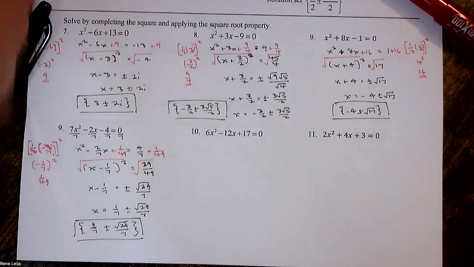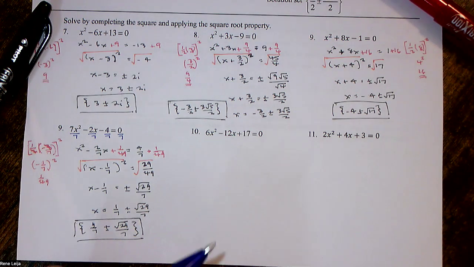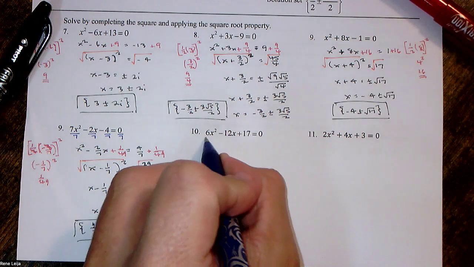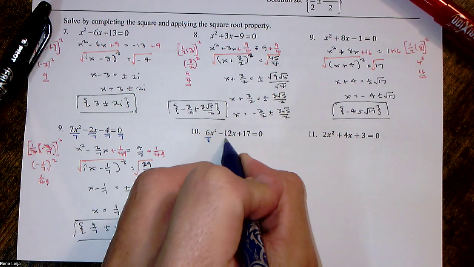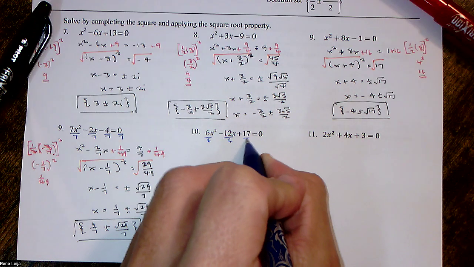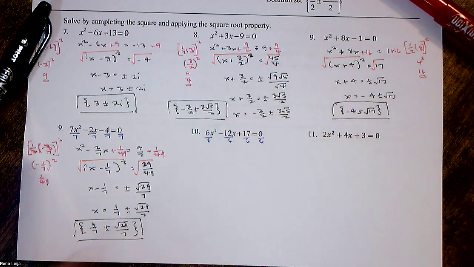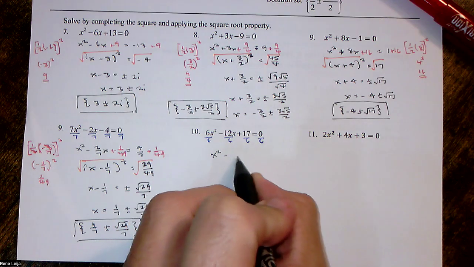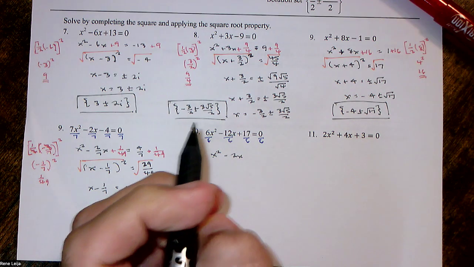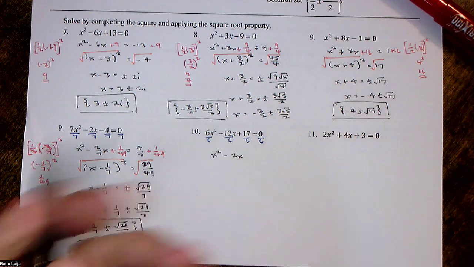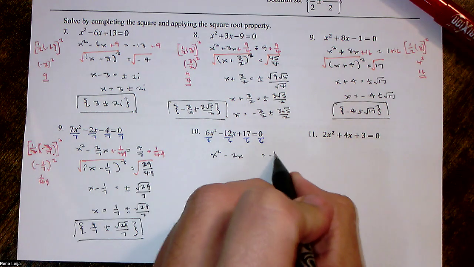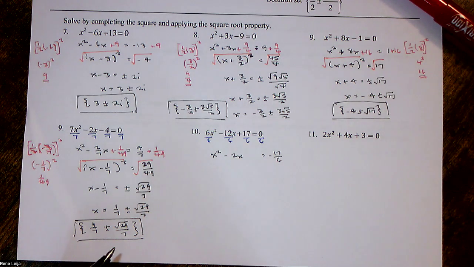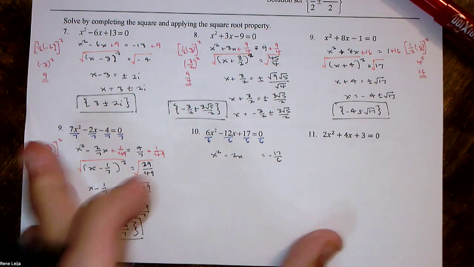So again, we start off, we do have an equation that's quadratic in form, but I have a leading coefficient of 6. That has to go away. So I'm going to divide everybody by 6. All right, so we have x squared minus 2x. Now we're going to go ahead and move that 17 over 6 to the other side. So that's negative 17/6. All right.